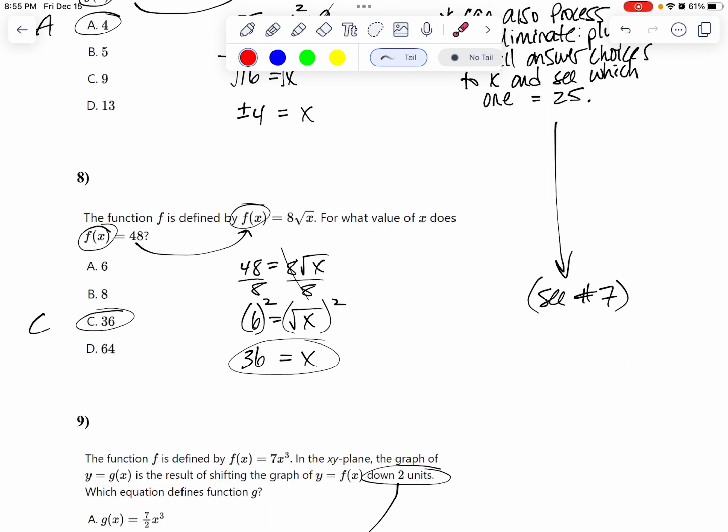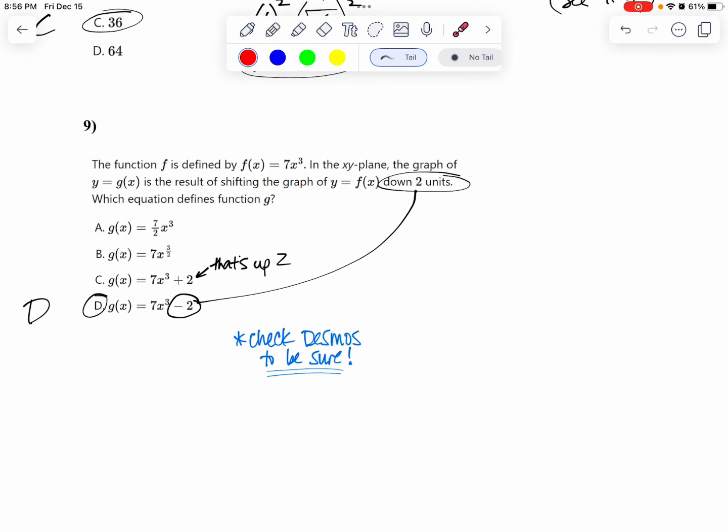You can also do the process of elimination like we talked about up here. You can take the 6 and plug it in right there. 8 times the square root of 6 is not 48, so I would cross that out. When you plug in 8 right here, 8 times the square root of 8 is not equal to 48, so I would cross that one out. When you take 36 and plug it in right here, the square root of 36 is 6, and when you multiply that by 8, you do get 48. There's our winner. Okay, I've got 2 more here.